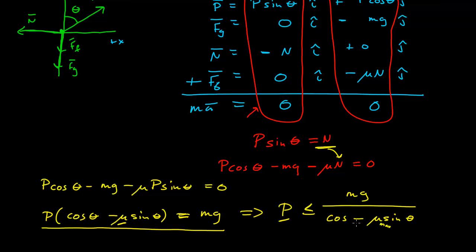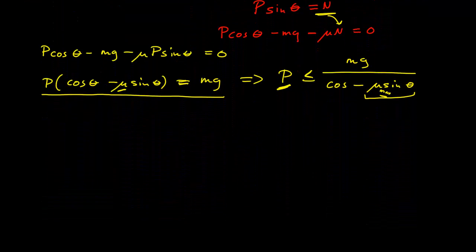And since this is in the denominator, this increases as this becomes smaller and this becomes larger. But as this reaches some maximum value, then the denominator of this fraction can't become any smaller, and so any larger amount of pushing force slides the book up.